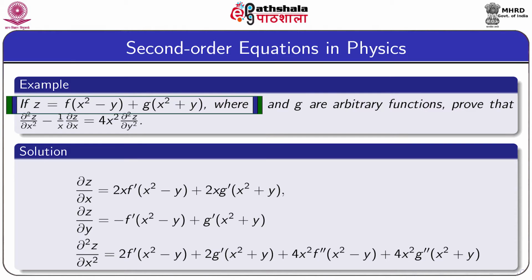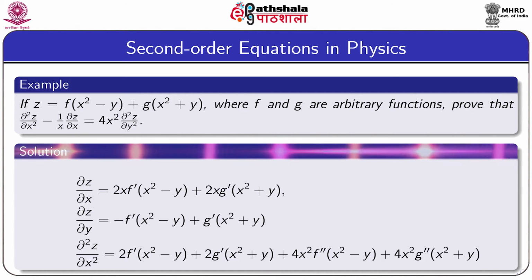Let z be the sum of two unknown functions f and g, where f and g are functions of x square minus y and x square plus y respectively, and we do not know the functional form of f and g. So, they are arbitrary functions. From this relation we want to get a partial differential equation. So, for that we first take the derivative of the functional relation with respect to x.